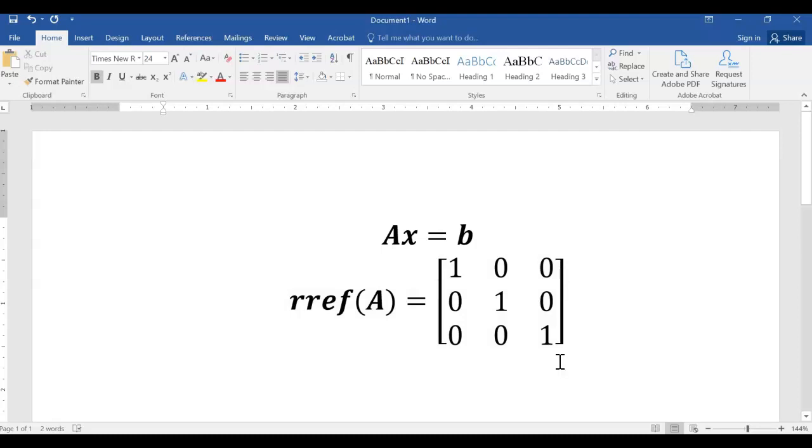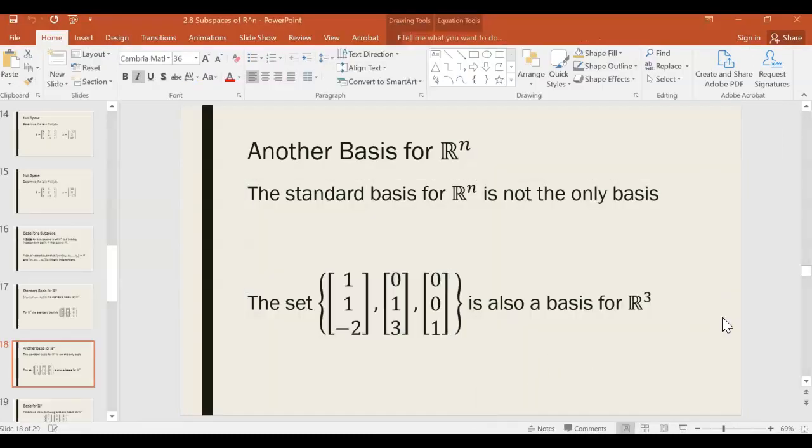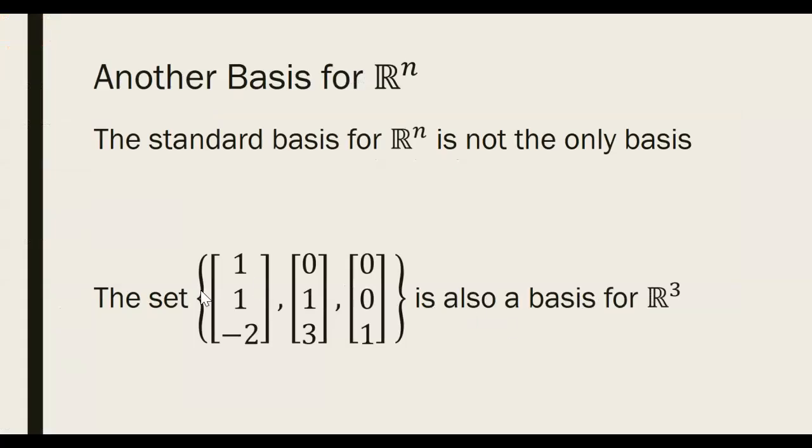All right? So spanning R3 means that we have this pivot position in each row. No free variables means we're linearly independent. And so since that set I gave you row reduced to the identity, it was in fact a basis for R3.